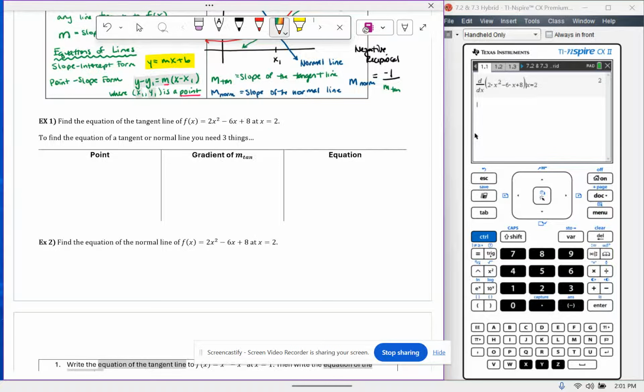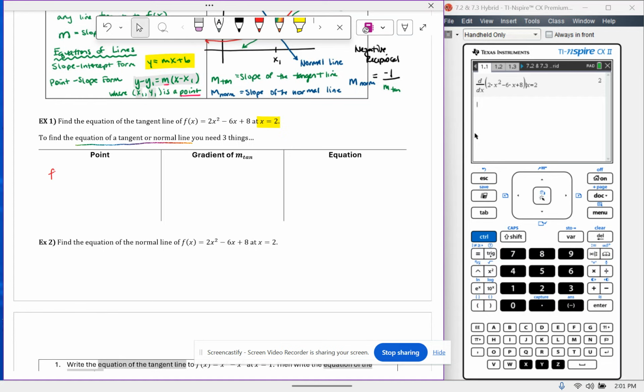To find the equation of a tangent or normal line, you need 3 things. And you're always going to set up this little grid for yourself whenever it asks you for the equation of the slope of the tangent or normal line. Point, slope, equation, okay? The way you find the point, you take the point of particular interest.